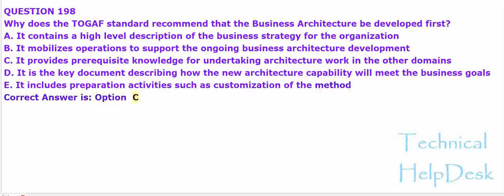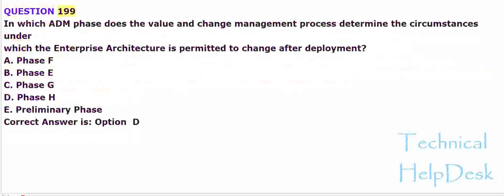Question 199. In which ADM phase does the value and change management process determine the circumstances under which the enterprise architecture is permitted to change after deployment? A. Phase F. B. Phase E. C. Phase G. D. Phase H. E. Preliminary phase. Correct answer is option D.